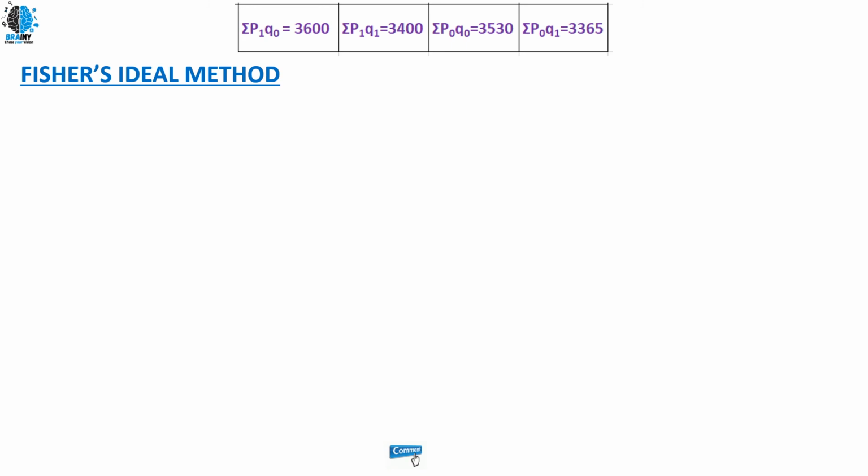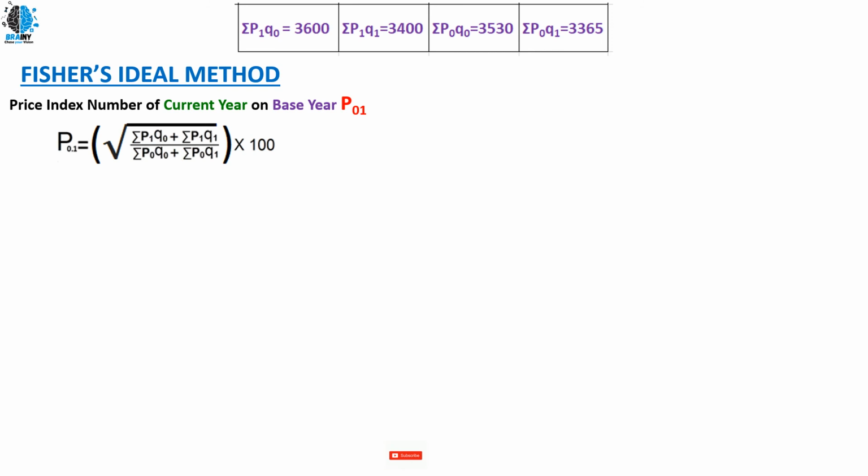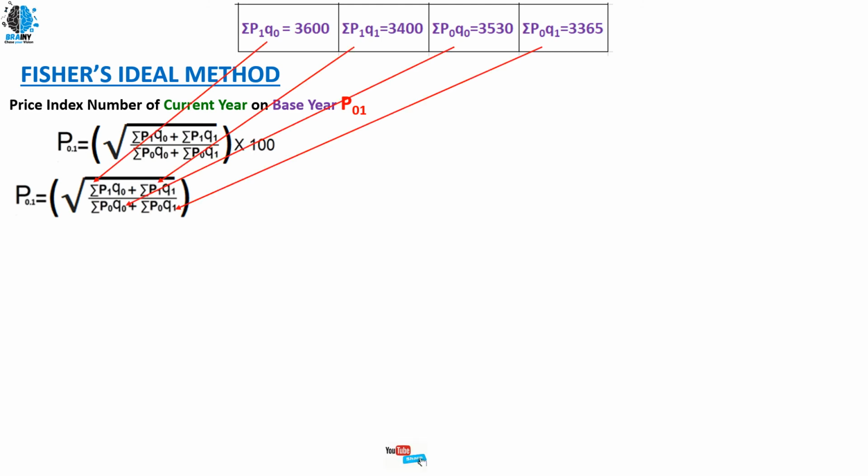Next, I am going to check Fisher's ideal method. This is the formula of price index of current year based on base year. We know the Fisher's ideal index. Now here we are going to consider only this part, not multiplied by 100. So I'm going to substitute all the values in the formula. After substituting the values, I will get under root 1.01. So the square root of 1.01 will be 1.